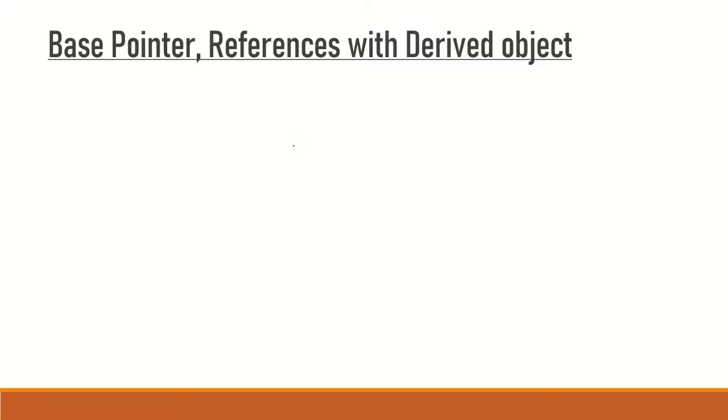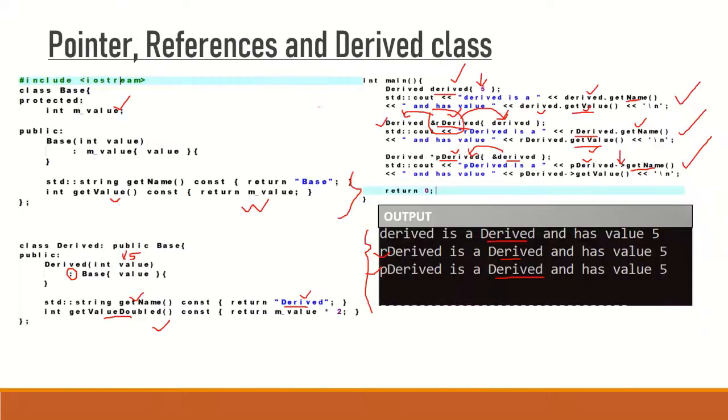Now let's see how we can use a base class pointer and reference with a derived class object. As we have discussed previously, using a derived class pointer or reference we can call a base class member function. In our previous example, we created a derived class object as well as a derived class reference and pointer, and called getValue, the function which is not defined inside the derived class but is in the base class. So we can call this base class function.